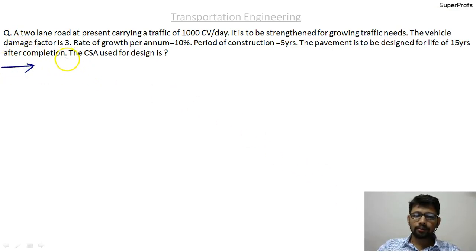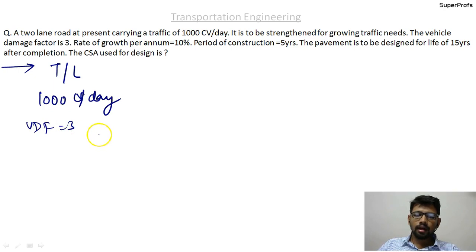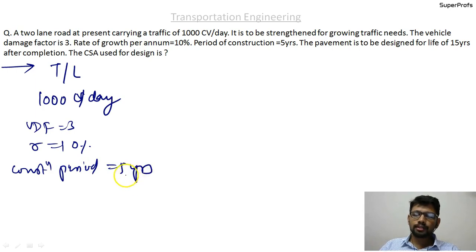A two-lane road at present is carrying a traffic of 1000 commercial vehicles per day, CV per day. It is to be strengthened for growing traffic needs. The vehicle damage factor is given to be 3, and the rate of growth per annum, R, is equal to 10%. The construction period is equal to 5 years. The pavement is to be designed for a life of 15 years after construction.